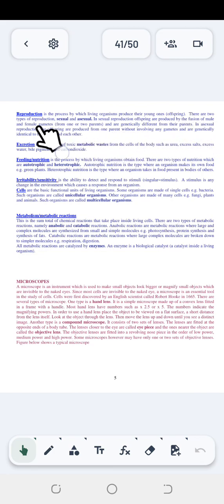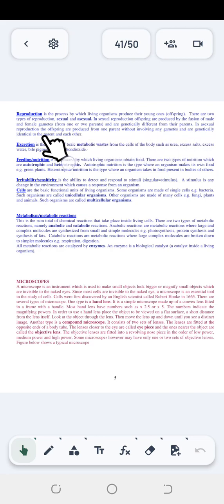There are two types of reproduction. We have sexual and asexual reproduction. In sexual reproduction, offsprings are produced by the fusion of the male and the female gametes from one or two parents. So sexual reproduction happens from the fusion of gametes, and the offsprings are generally different from their parents.